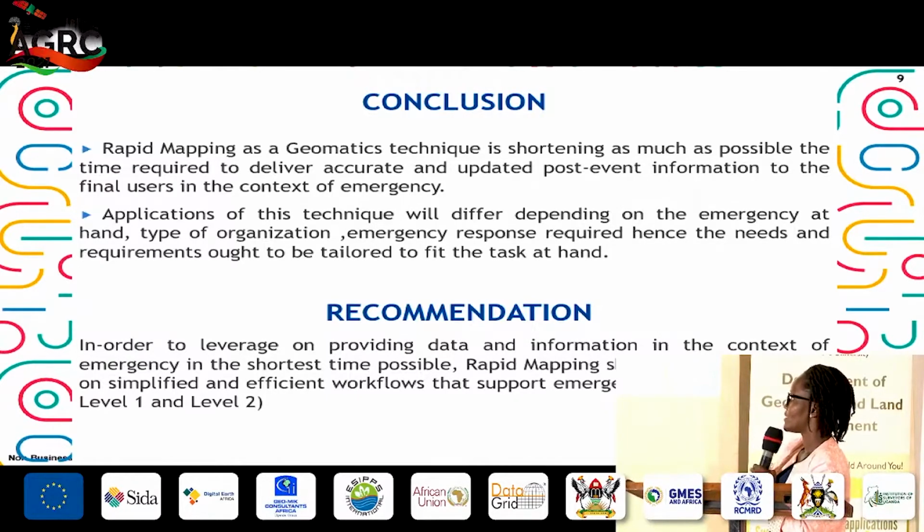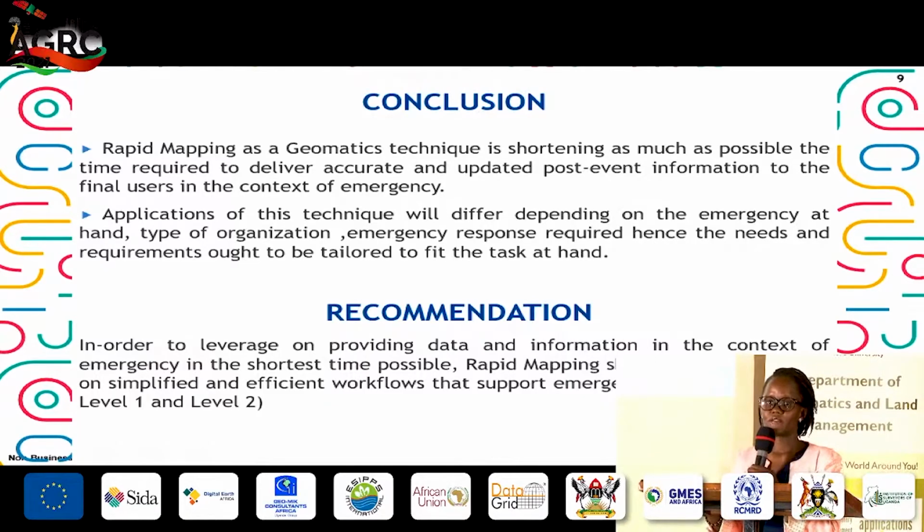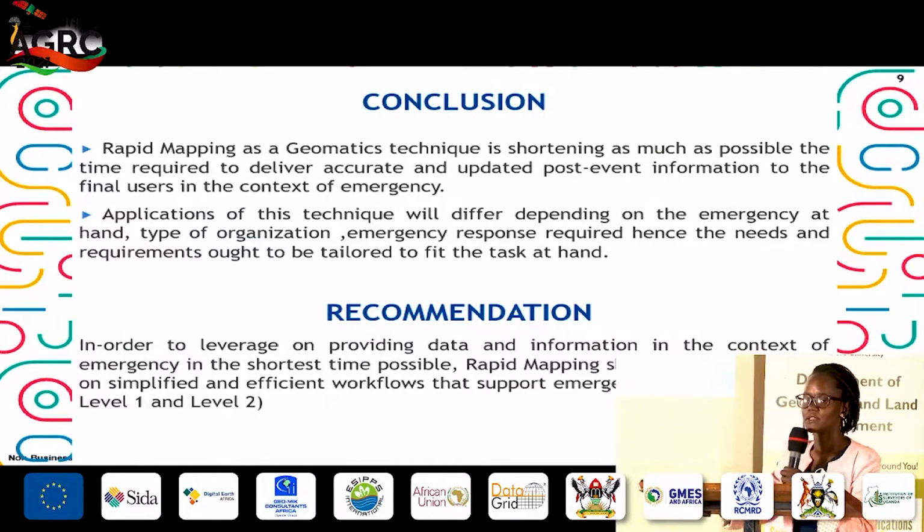The recommendation we have is that in order to leverage on providing data and information in the context of emergency in the shortest time, we should employ methods such as rapid mapping that should have simplified and efficient workflows that support different emergency responses. This could be at level 0, level 1, and level 2, in such a way that level 0 is where there is totally nothing in the given sector. Level 1 is there is some bit of knowledge on the application of rapid mapping, but then level 2 is where there's a full set system.